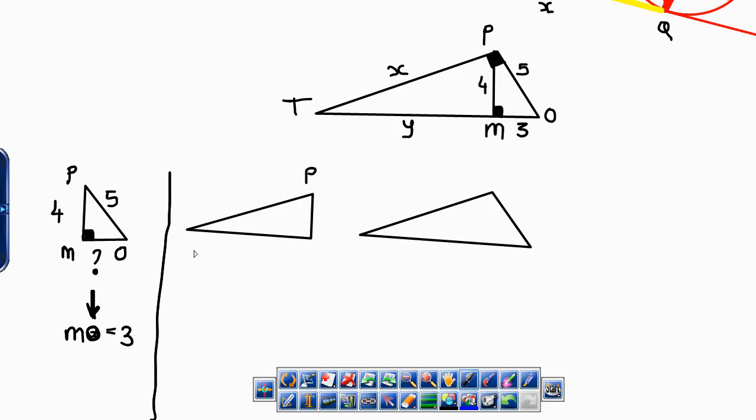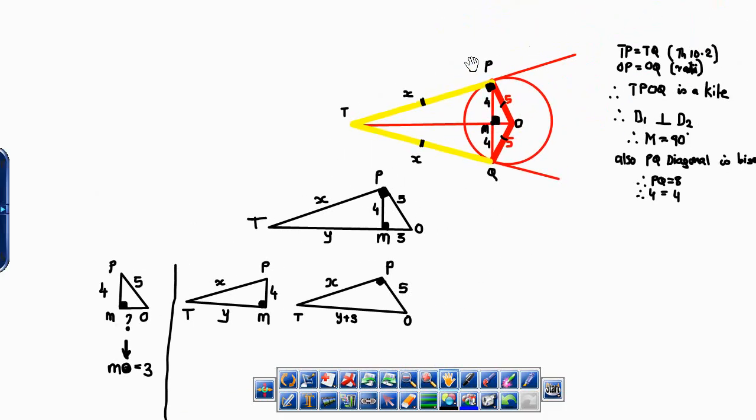Then comes the medium triangle PTM, where M is 90, PM is 4, ये Y ले लिया है, ये X है. And then comes the biggest triangle PTO, where P is 90 because radius tangent, PO 5 दिख रहा है, ये X दिख रहा है, और ये भाई साहब TO is Y plus 3 रहा. कहाँ से कहाँ पहुँच गए? Chord, tangent, all this description, then take the triangle out.